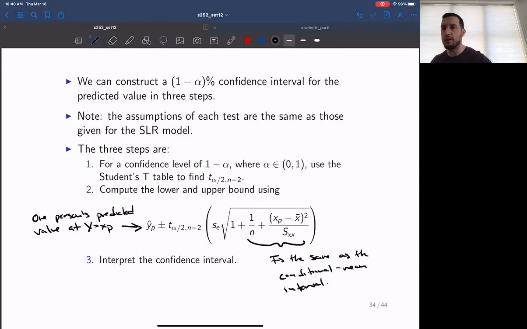Now, the construction of the intervals will be very straightforward because all we have to do is utilize these formulas. But what is interesting is the interpretations that we get about this individual point. Because again, we can interpret it as the individual predicted value or as the conditional mean at x is equal to xp.